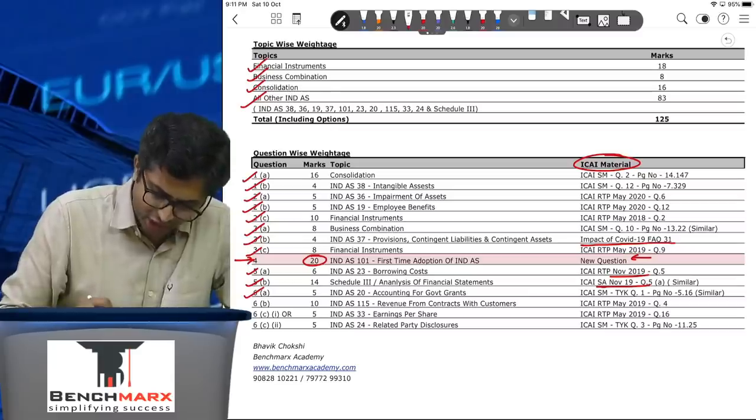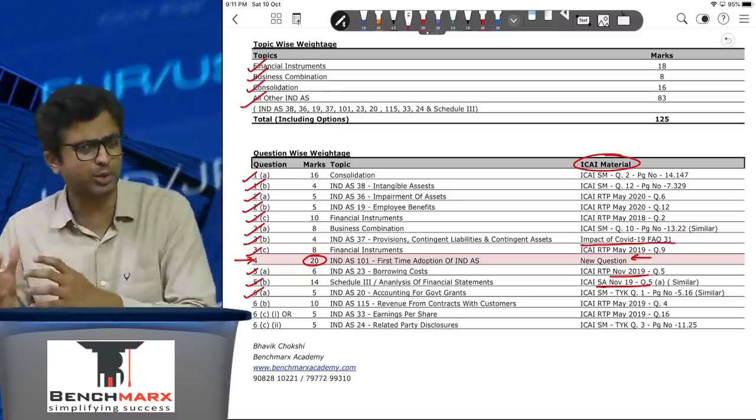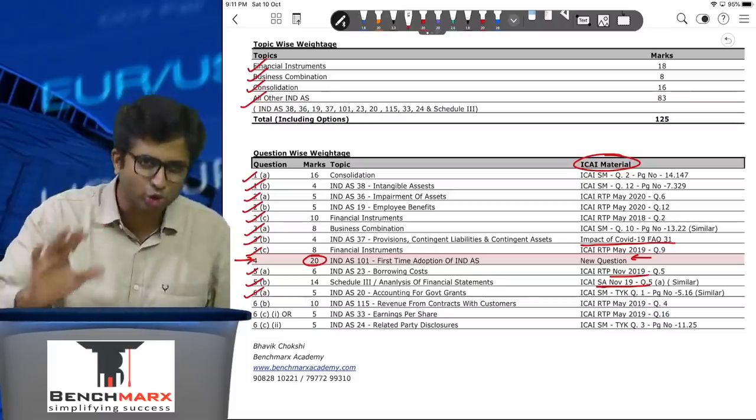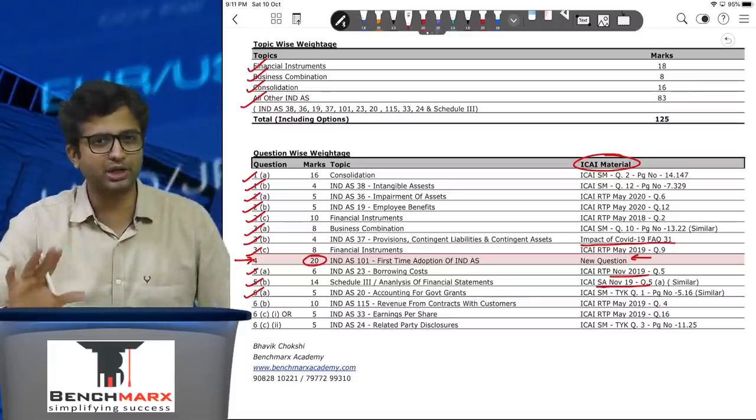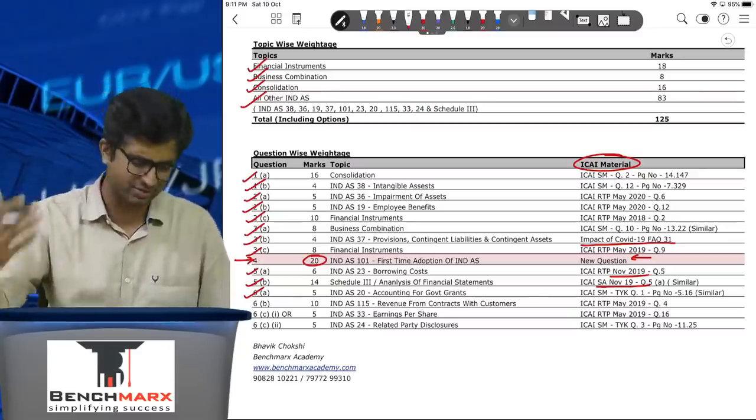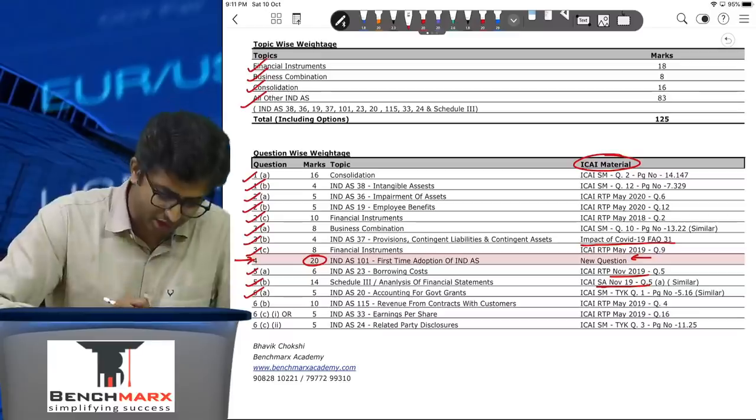6A is on government grants. Well, it's similar to a question that is there in your study material. A couple of additional points have been added over here, so you can go through this. It covers your entire government grant, income linked or asset linked, all of these getting covered over here.